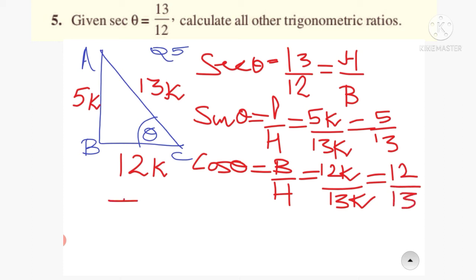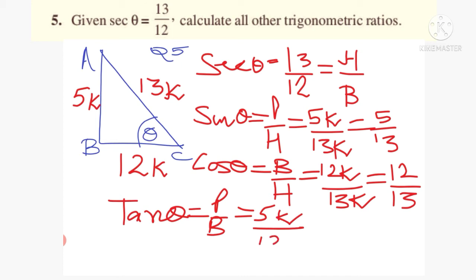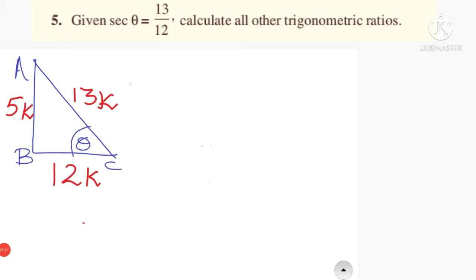Let us write down the value of tangent theta. Tangent theta is p upon b, that is 5k perpendicular upon 12k base, and my answer comes out to be 5 by 12. Now these are the three main trigonometric ratios: sine, cos and tan. To write down the reciprocal ratios, we can either follow the long method. Let me explain to you, as this is the first question involving reciprocal ratios.